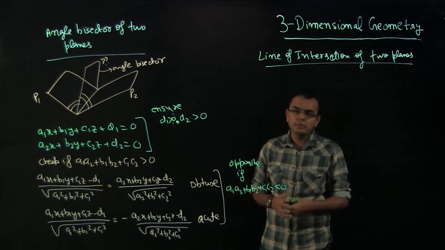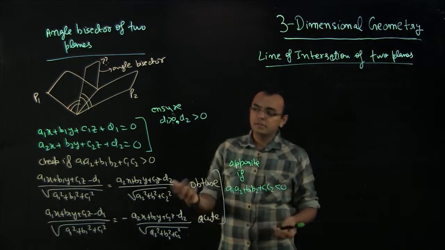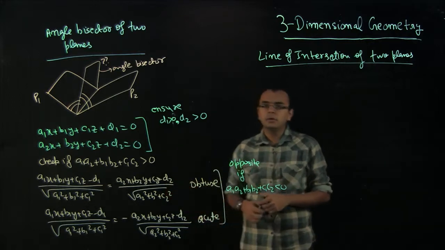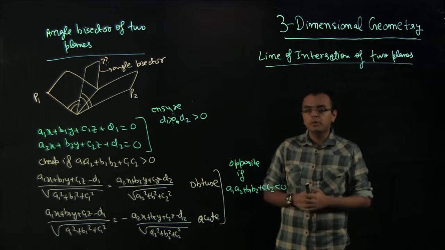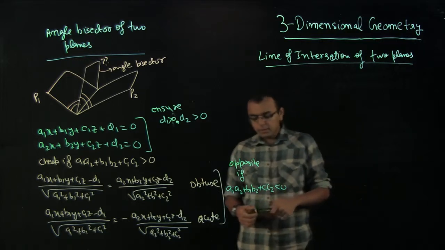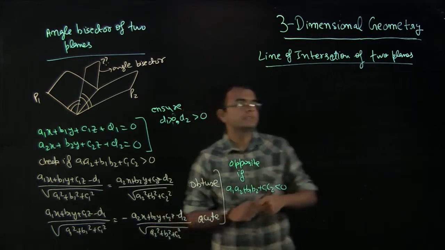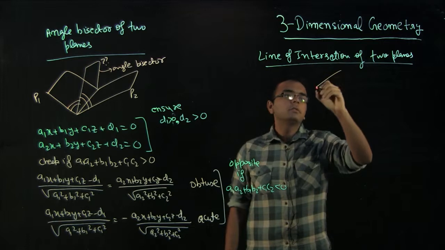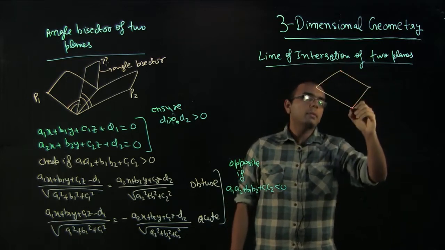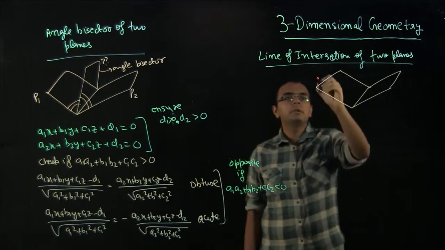So I am not doing a problem for this. You can very easily construct two planes and then just find the angle bisector. I think it's pretty straightforward, you just have to remember the formulas. Okay. Now let's go to the next part, which is a very interesting part: the line of intersection of two planes. So let us say you have two planes P1 and P2.